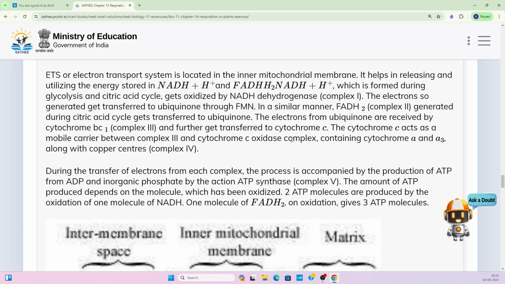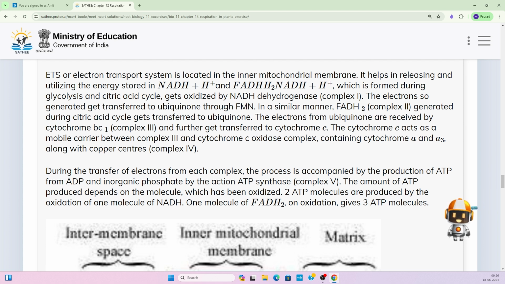All the components of the electron transport system are present on the inner mitochondrial membrane itself, and it helps in releasing and utilizing the energy stored in NADH2 and FADH2, which are formed during glycolysis and the citric acid cycle. The energy in the form of NADH2 and FADH2 gets converted into ATP. NADH formed during glycolysis and citric acid cycle gets oxidized by NADH dehydrogenase, that is complex 1.